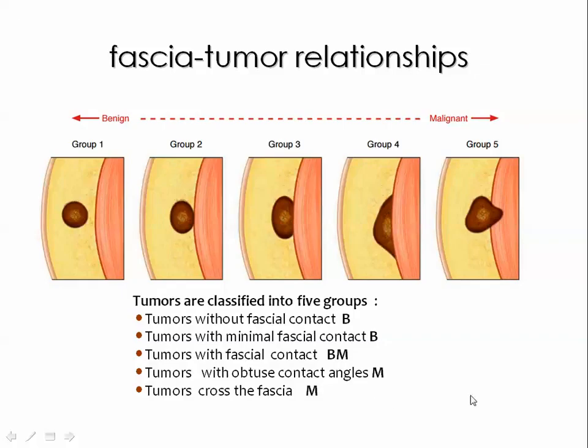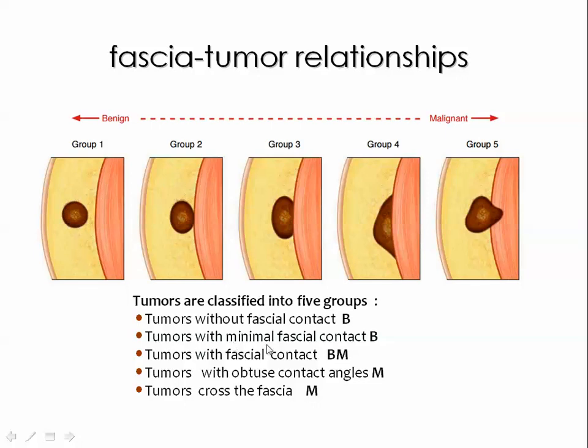And this is a description of the facial tumor relationship as detected by ultrasound and its value in differentiating, in most cases, between benign and malignant lesions. Then the tumors without facial contact, like this one, group 1, are considered benign.